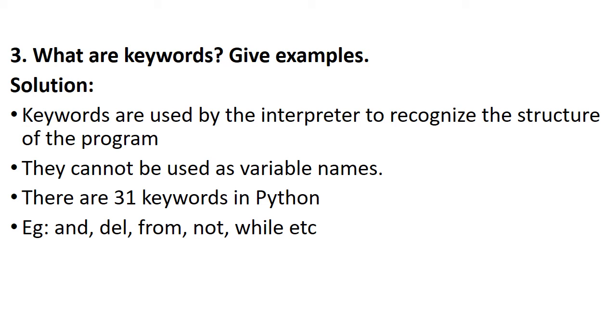Third question, what are keywords? Give examples. The solution is, keywords are used by the interpreter to recognize the structure of the program, and they cannot be used as variable names. There are 31 keywords in Python. For example, and, del, from, not, while, etc.